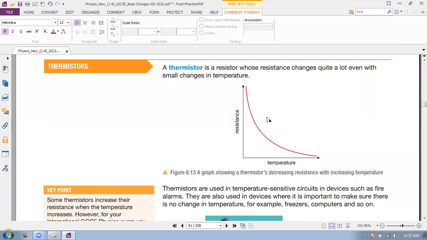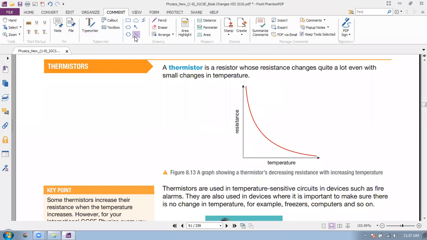This is the IV characteristics curve for a thermistor, and the property of a thermistor is that when temperature increases, the resistance of the thermistor decreases and more current flows through it. So it is used in temperature sensitive circuits. I repeat again, when temperature increases, resistance of the thermistor decreases. It is used in temperature sensitive circuits.